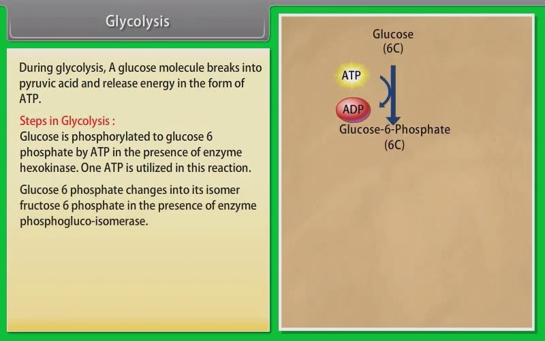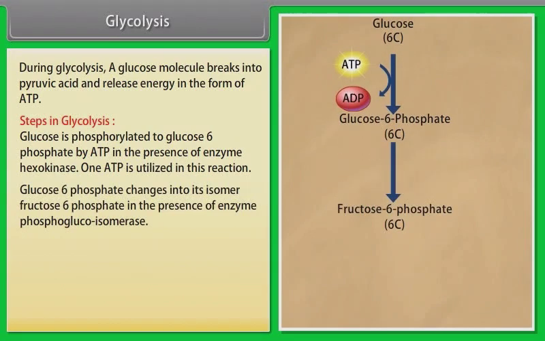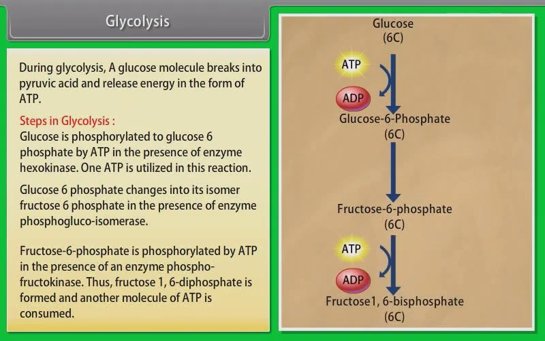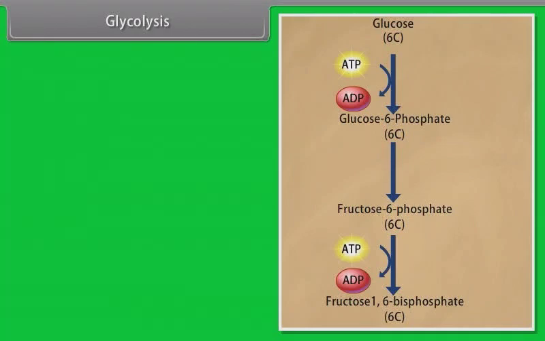Glucose 6-phosphate changes into its isomer fructose 6-phosphate in the presence of enzyme phosphoglucoisomerase. Fructose 6-phosphate is phosphorylated by ATP in the presence of an enzyme phosphofructokinase. Thus, fructose 1,6-diphosphate is formed and another molecule of ATP is consumed.